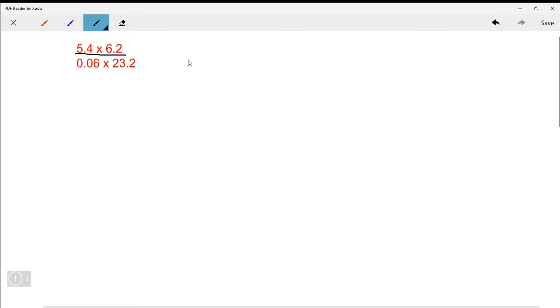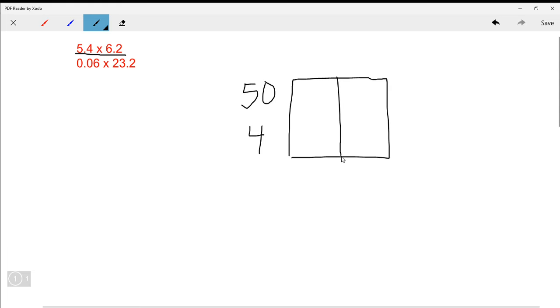So this is what we're going to do. We are basically going to use the box method to multiply 54 times 62. We're going to pretend that the decimals do not exist for the time being. So we have to put these into expanded form, and it becomes 50 and 4. We make a box here, and we put one number on this side, and then one number on this side, 60 and 2.